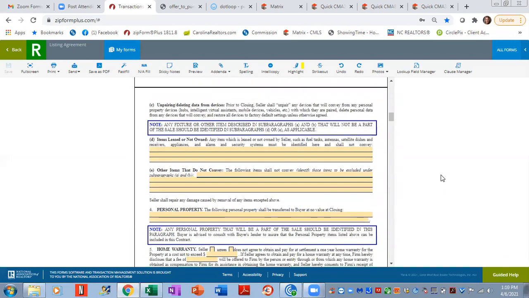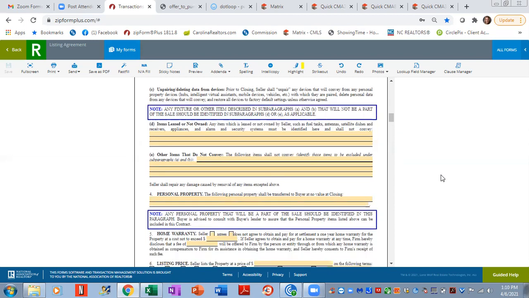All right, then we have anything that's leased or not owned. This would be satellite dishes, antennas. We don't really see a lot of antennas anymore, but I recently saw a house with an antenna installed. But anyway, we would want to list that here. Propane tanks would fall there. Fuel tanks, yeah, fuel tanks will go there.